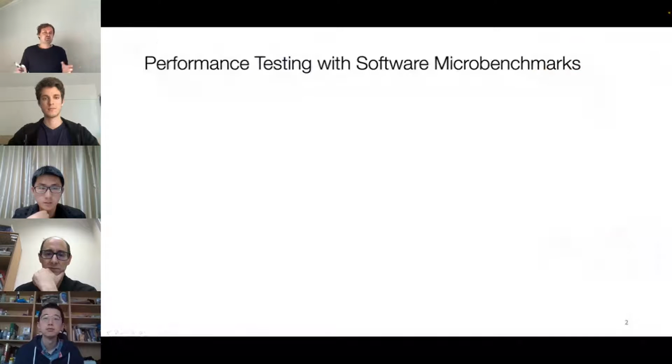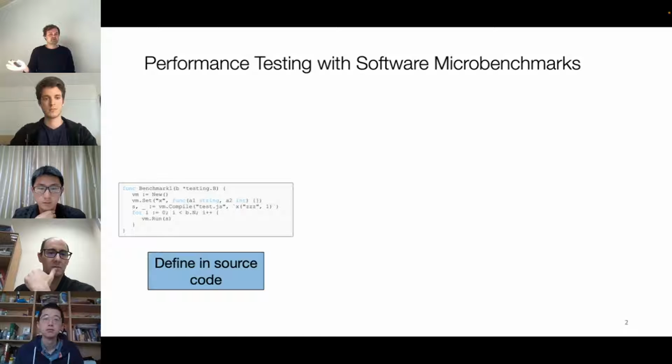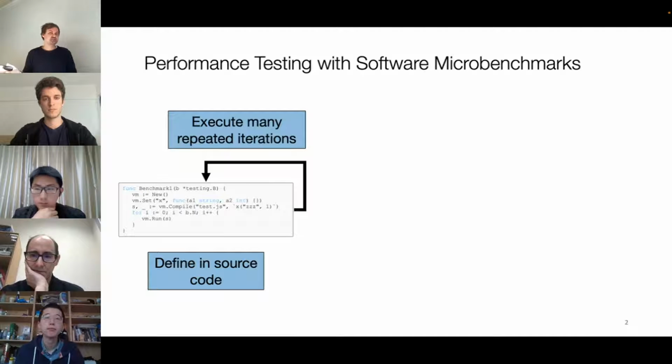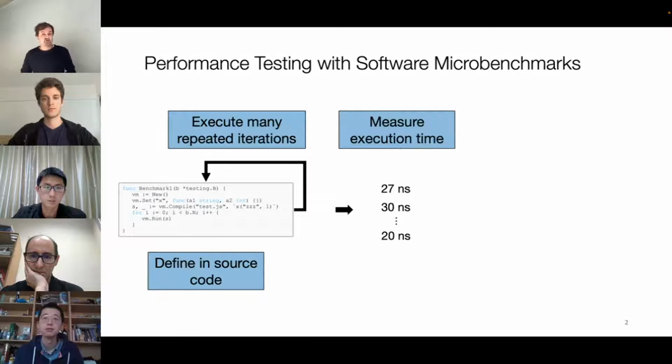So in this paper, we focused on a particular performance testing technique, which is called software microbenchmarks. They are somewhat equivalent to what unit tests are for functional testing, but for performance. So they are similarly defined in source code, where you just write a function or a method that invokes whatever you want to benchmark. And then the benchmarking harness takes this method and executes it for many repeated iterations to get reliable results. And for each of these iterations, the harness measures the execution time, for example.